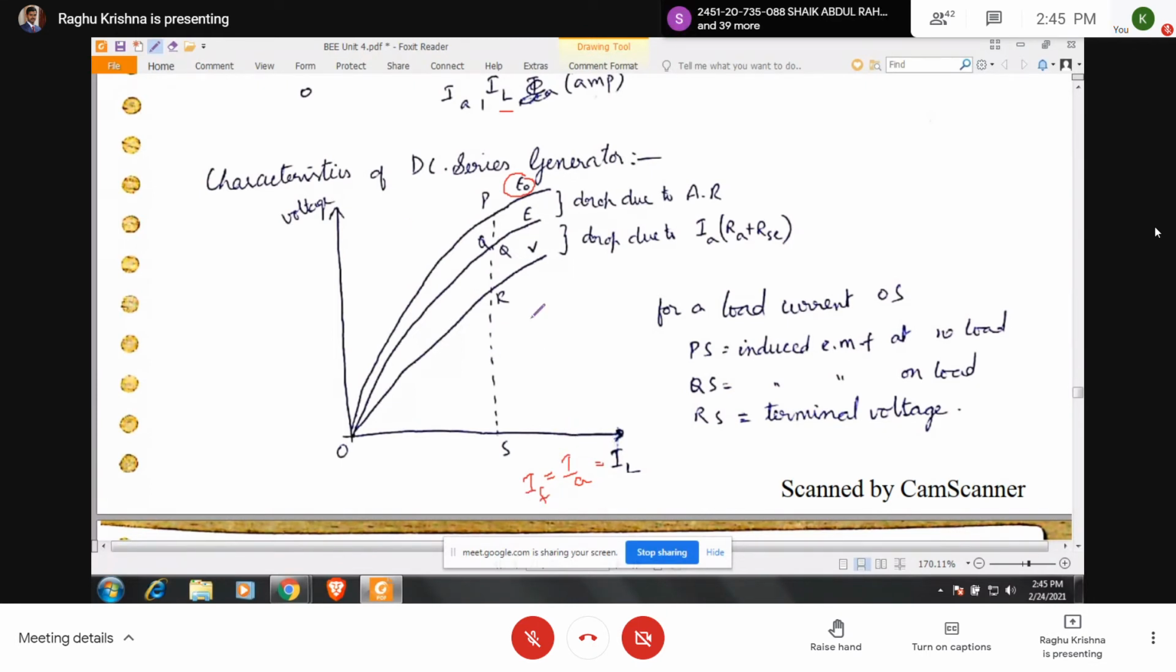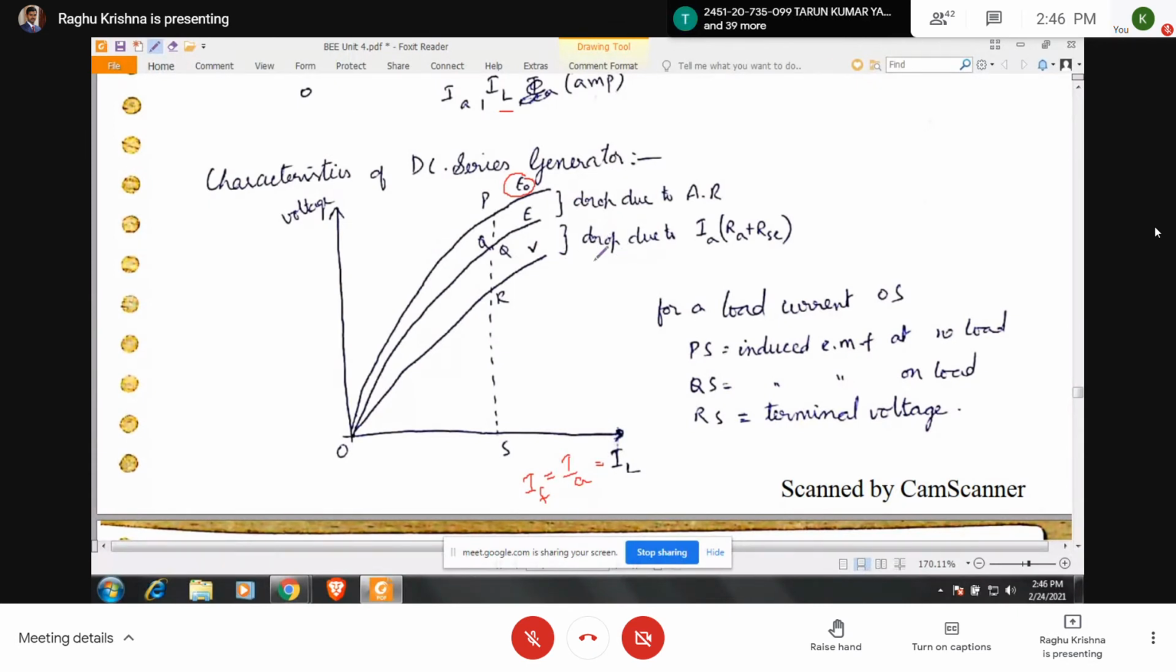Next, if you subtract the drop due to armature reaction, I will show the diagram in the next class. There will be voltage drop due to armature reaction. More current means more armature reaction, more voltage drop due to armature reaction. Armature reaction increases with the armature current. That I will show in the next class. The diagram I'm going to show.